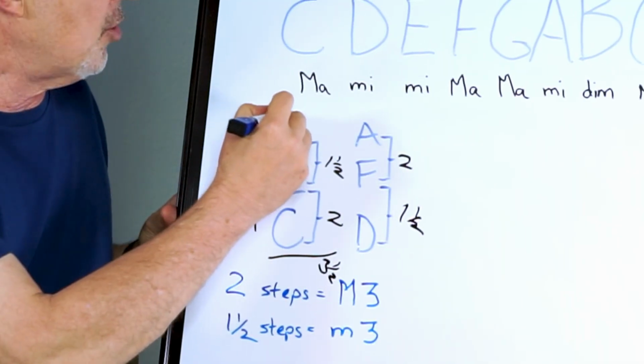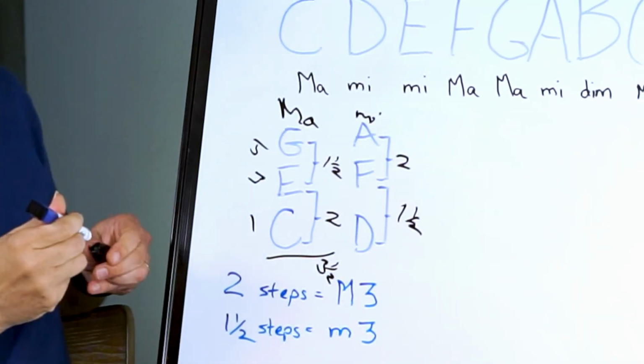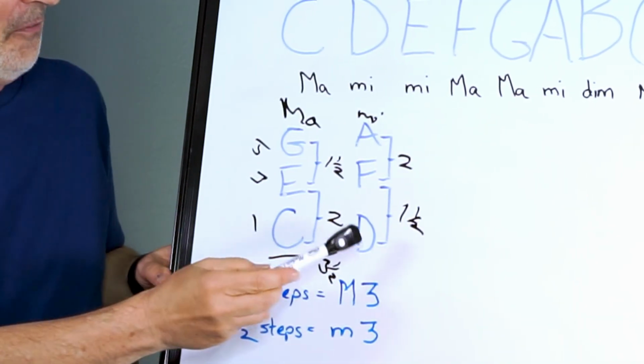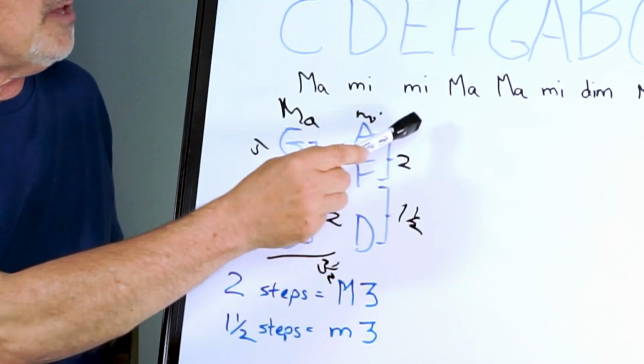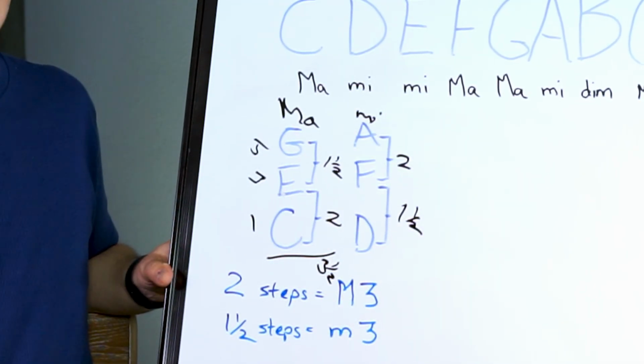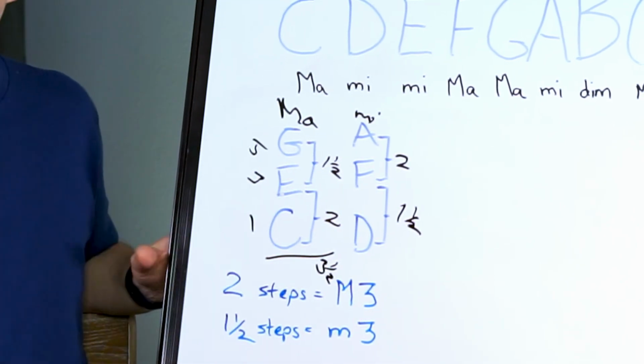So this is a major, and this is a minor. The formula for a minor is a minor third interval with a major third interval on top of it. This is called D minor, and this is called C major.